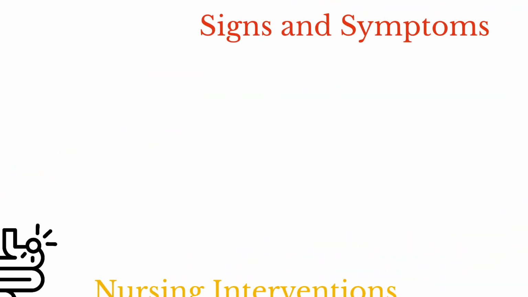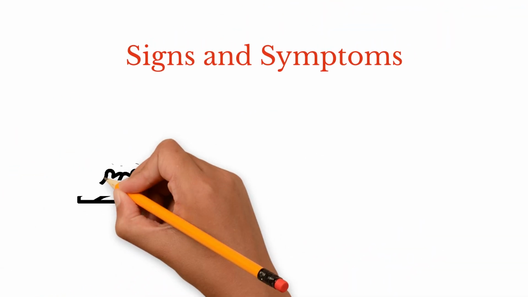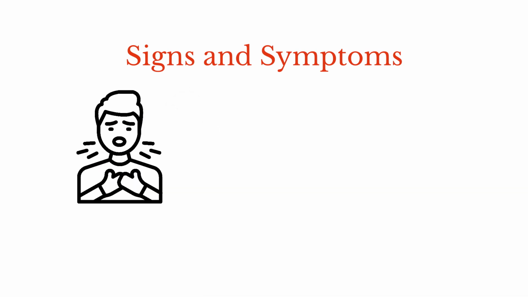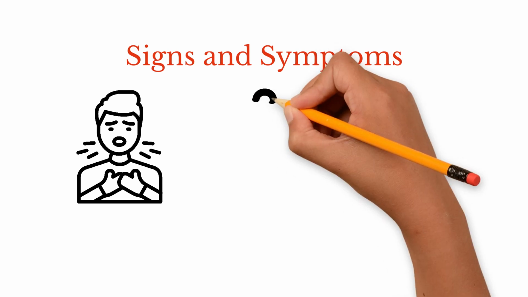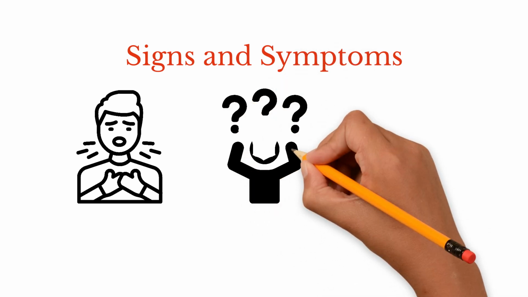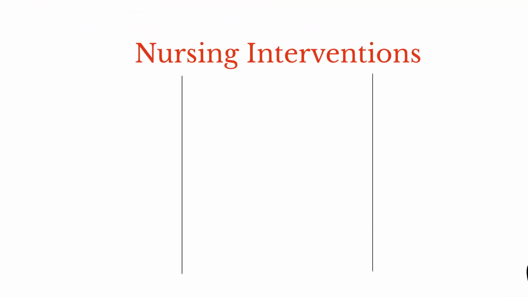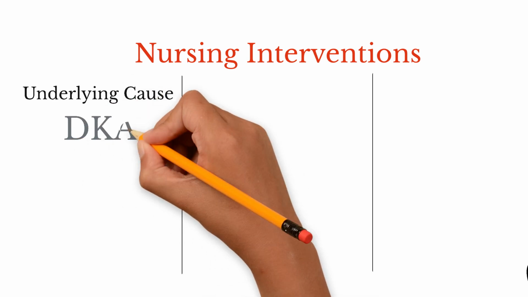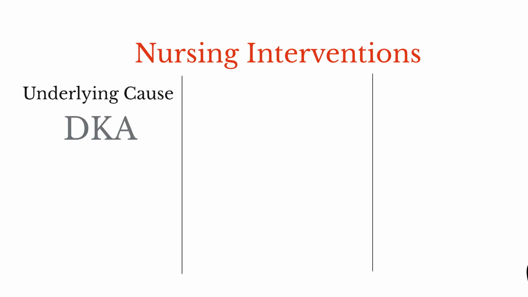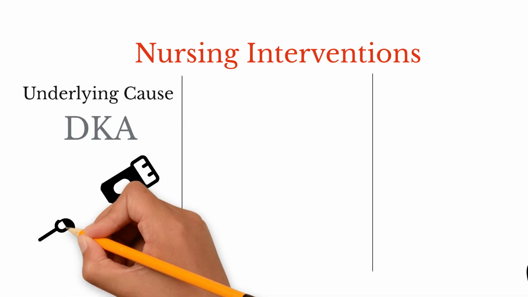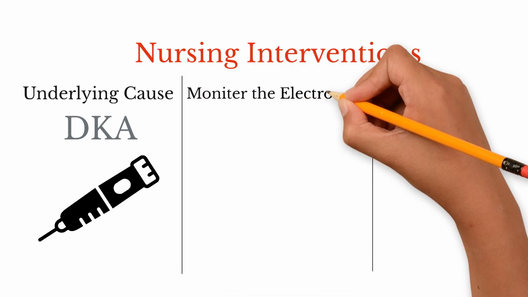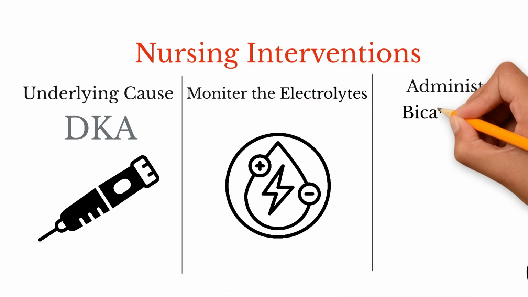What are the signs and symptoms? Kussmaul respirations, which is the lungs' effort to restore pH by hyperventilating. Also, these patients may be confused and they will definitely be weak. Nursing interventions. You treat the underlying cause. For example, if it's DKA, which is diabetic ketoacidosis, you administer insulin. Then you monitor the electrolytes and administer bicarbonate if severe.